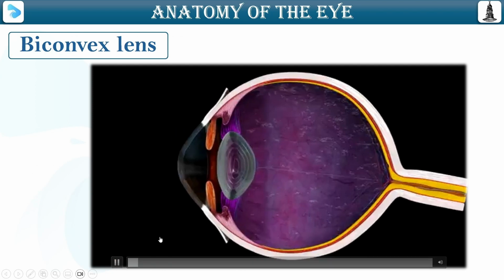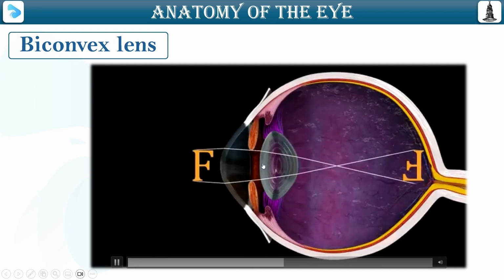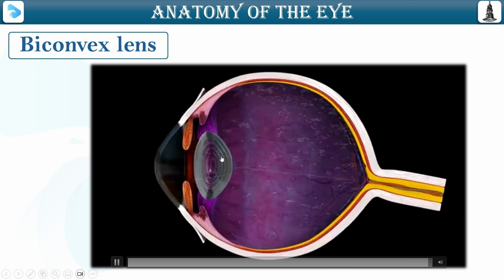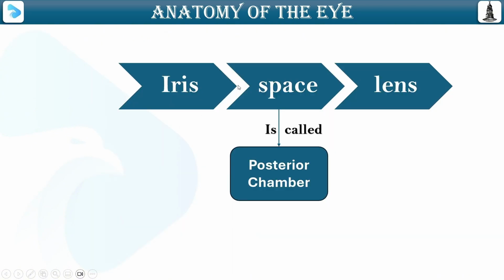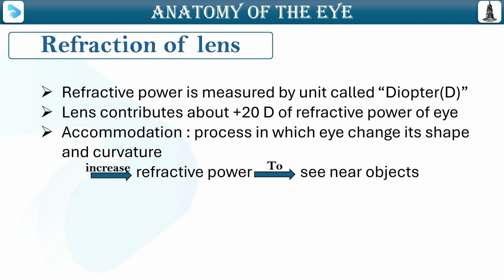If we look at this video here, we would see the biconvexity of the lens and the refraction of the light. Look at the light moving in a straight line when it meets the lens; it refracts and changes its direction. There's a space between the iris and the ciliary body anteriorly, and the lens. That space is called the posterior chamber. And we said that refractive media means changing the direction of the light.